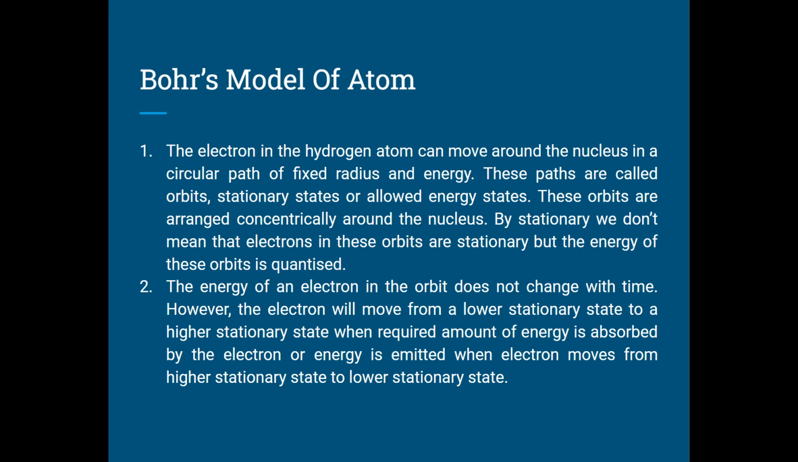So all this says that the energy levels, or the orbits in which your electrons are revolving around the nucleus, are of some particular energy. They are not of some random energy. They have a particular energy, and that energy is quantized. It has a fixed value.